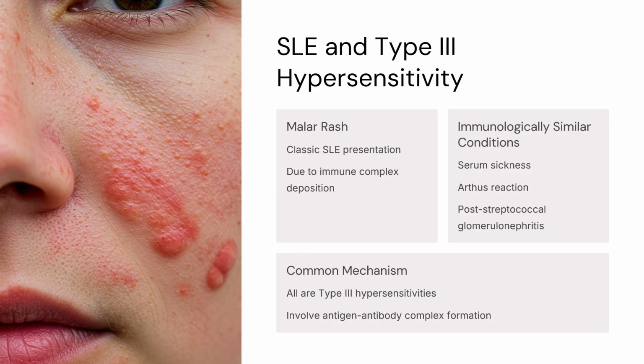Similar to type 3 hypersensitivity, just like what we have seen, there are two other important conditions. One is malar rash. Malar rash is a classical SLE presentation. Here, the reason for the malar rash is immune complex deposition in the facial prominence, that is, in the malar area. There is another condition similar to malar rash seen in SLE, that is post-streptococcal glomerulonephritis.